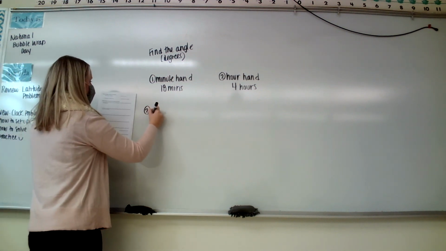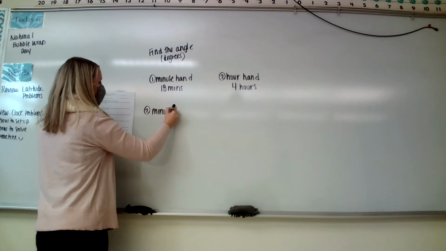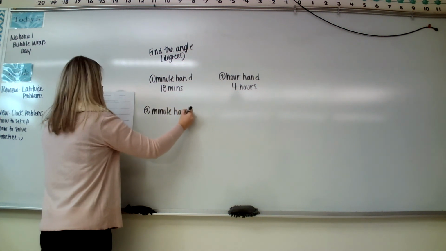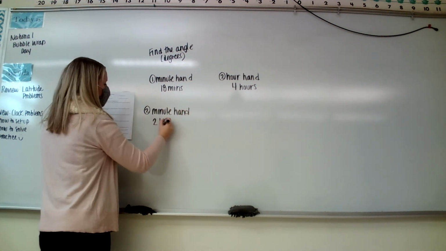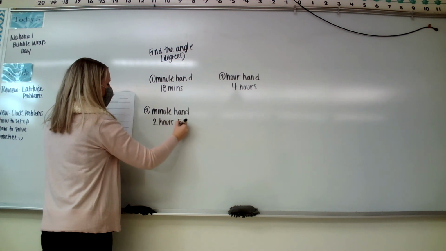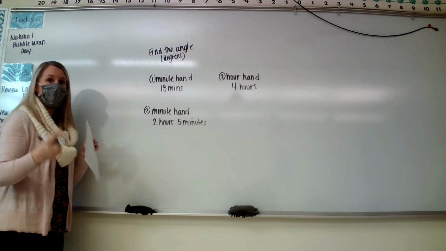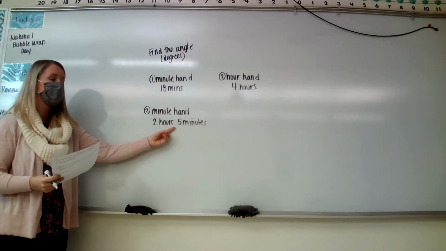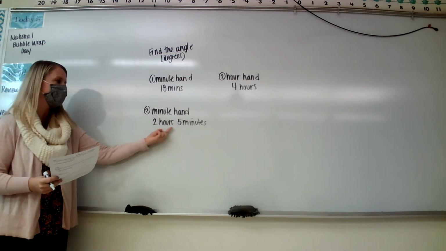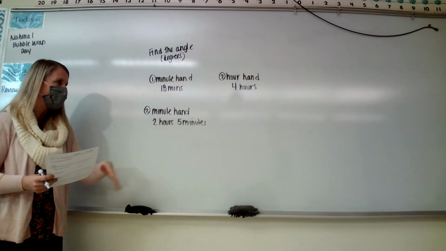Number 3, it says minute hand, and it's traveling for 2 hours, 5 minutes. So before you multiply it by the 6 degrees, you need to make sure this entire thing is in minutes. So convert that to minutes first and then multiply it.